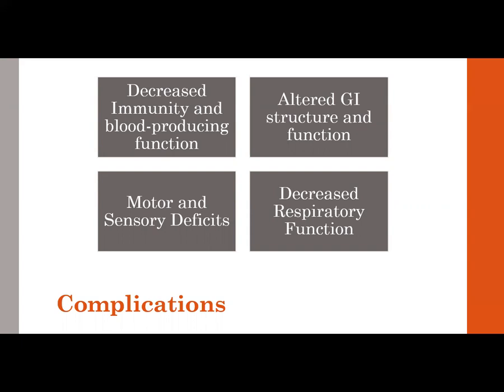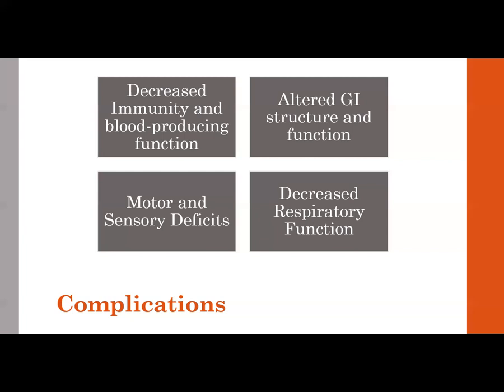So your decreased immunity and blood producing function. This occurs most often with your leukemia, your lymphoma, or any of your cancers that invades the bone marrow and reduces the production of white blood cells, red blood cells, platelets, causing that thrombocytopenia. So whenever I think of your blood, you want to think about all the different functions that your blood does. So your white blood cells, what do they do? They fight infection. So if I've got a decrease of my white blood cells, what is my patient suddenly at risk for? Infection.